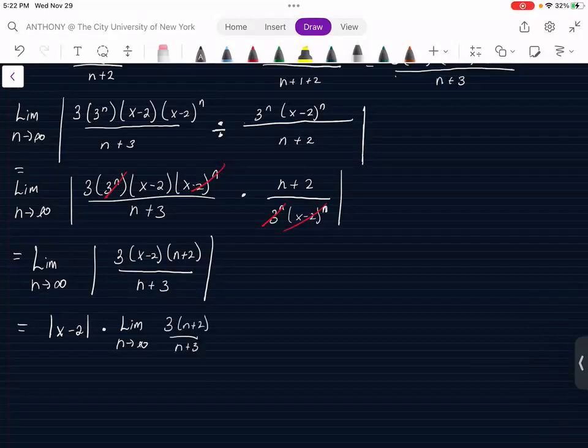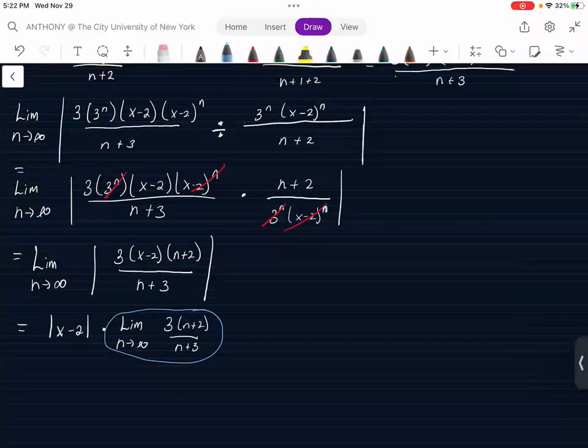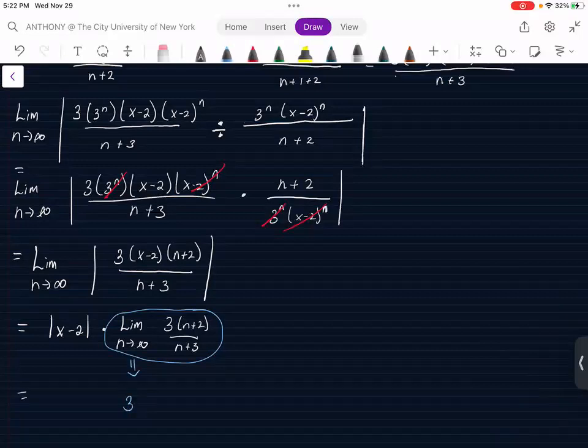And now we can evaluate this. What would this limit go to? Careful. Oh, yeah. 3. That's right, because you have 3n plus 6, technically speaking. So your powers are the same. Take the ratio of the coefficients. That's going to be 3. So this piece is going to give you a 3. So you have 3 times the absolute value of x minus 2.